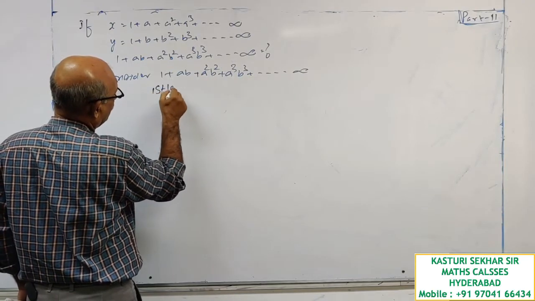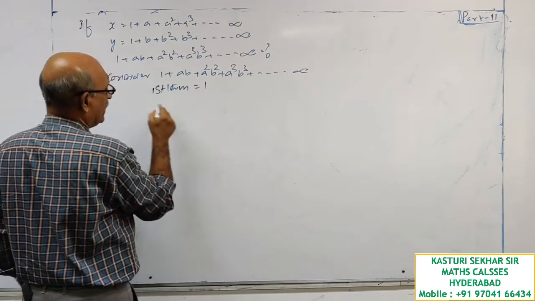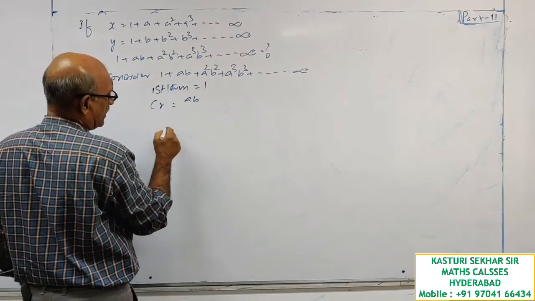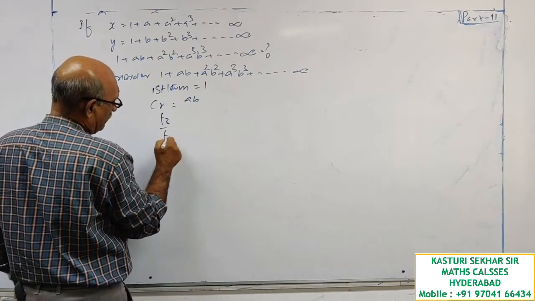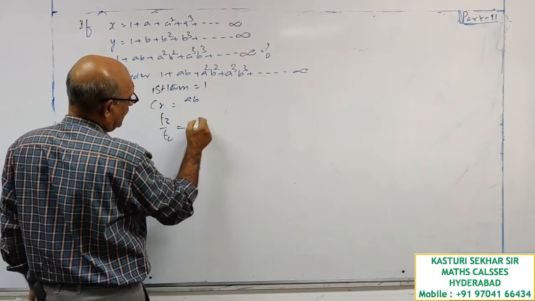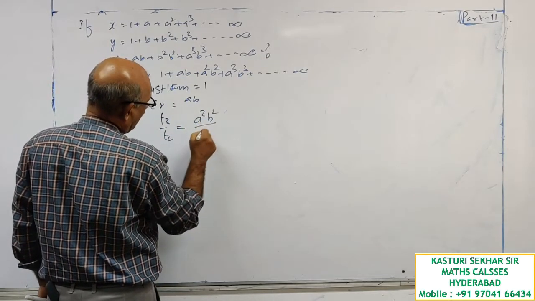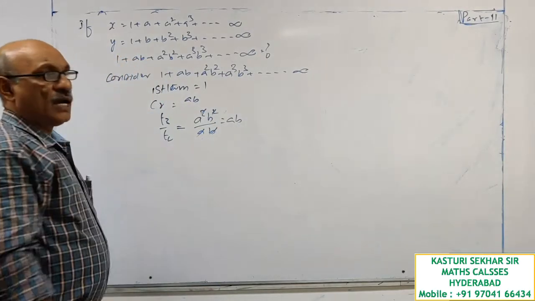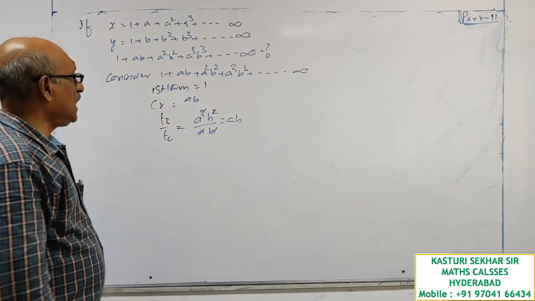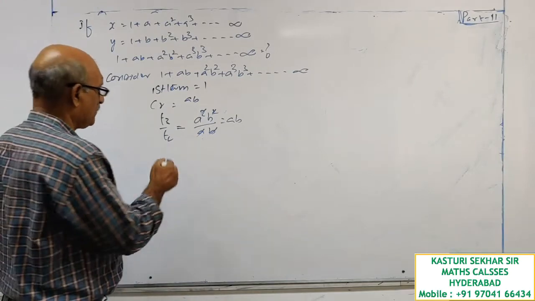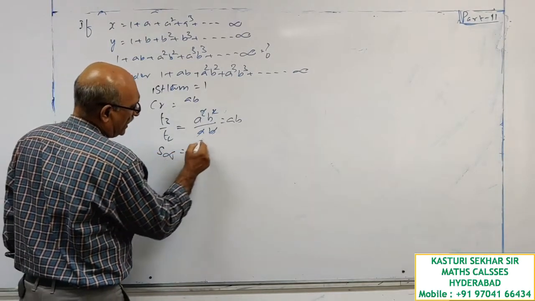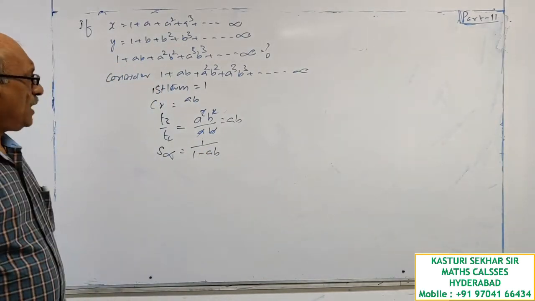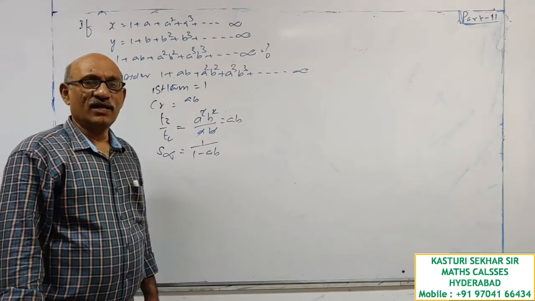First term is equal to 1, common ratio ab, second term divided by first term. Let us see T3 divided by T2: a square b square by ab, this is equal to ab. Common ratio is same, so it is in geometric progression. S infinity is equal to first term divided by 1 minus common ratio.